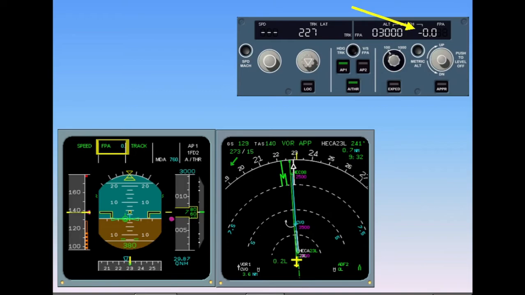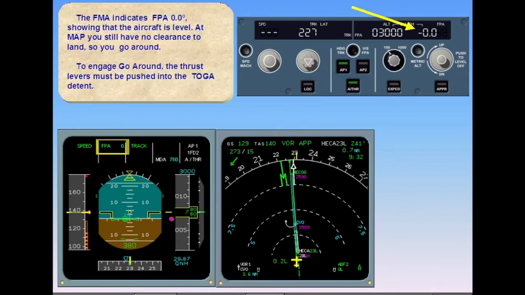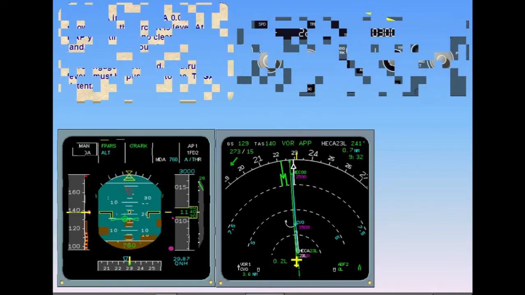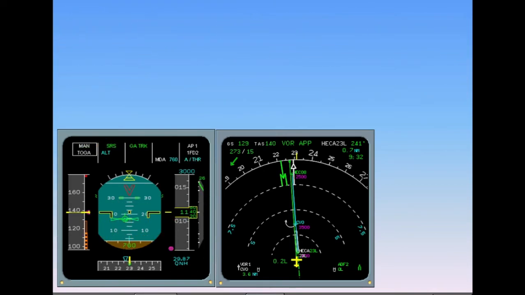To engage go around, the thrust levers must be pushed into the TOGA detent. When the go-around mode is engaged, the FMAs indicate manual TOGA. Throttles are now manually controlled, since TOGA is beyond the autothrottle engagement range. SRS, the vertical mode similar to takeoff. SRS will maintain V approach or aircraft speed, whichever is higher.